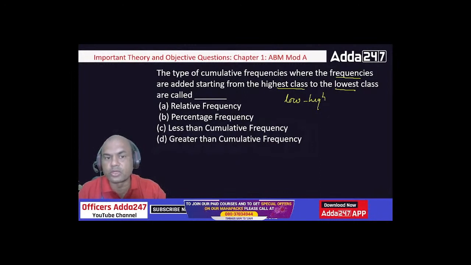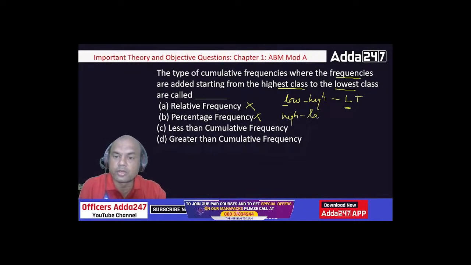See here, the options are only two. Relative percentage frequency, less than cumulative, greater than. So these two are out. So it is less than cumulative or greater than cumulative. So whenever it is low to high, remember it is less than, LT, I'll write it. How to remember? If it is low, then L. And if it is from high to low, then it is known as greater than, GT. You can write it this way.